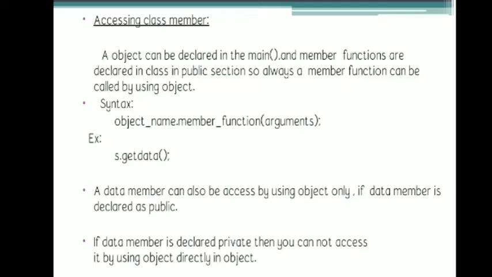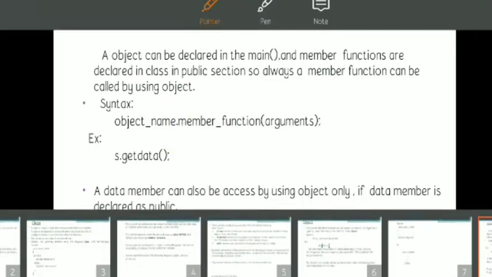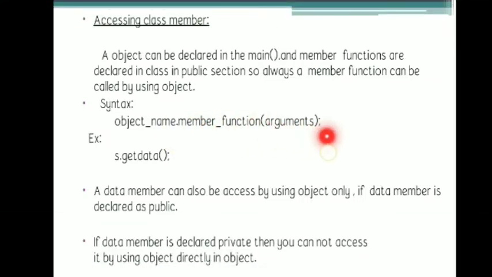In this slide we are going to see how we can access the class members. A class is the combination of data and member functions, and we can access the members of the class by following the syntax: object name, dot, member name. So first the object name, followed by a dot, and after that the name of the member.